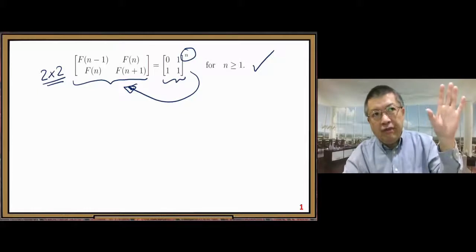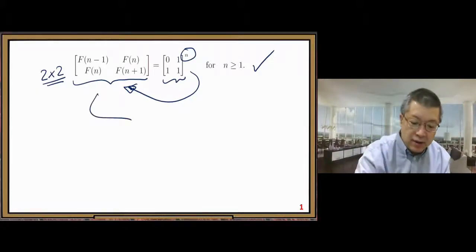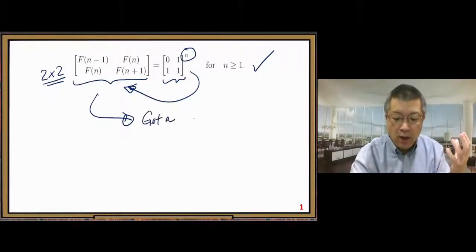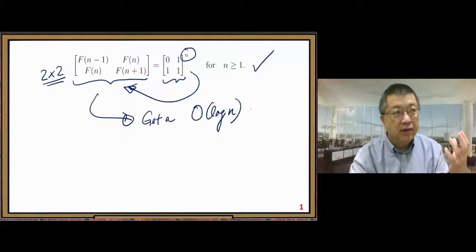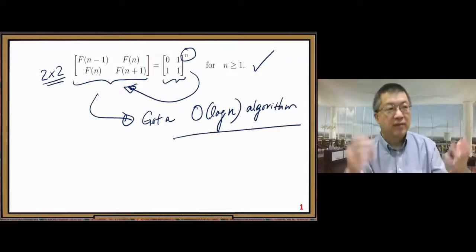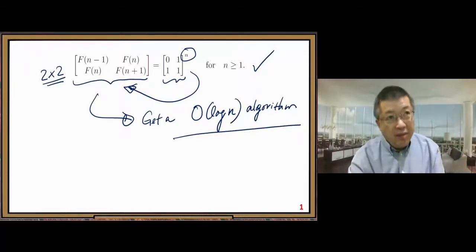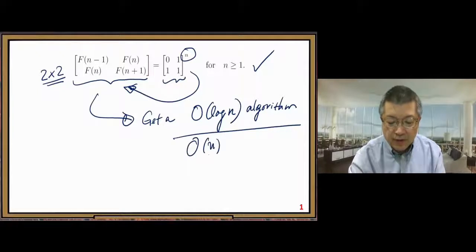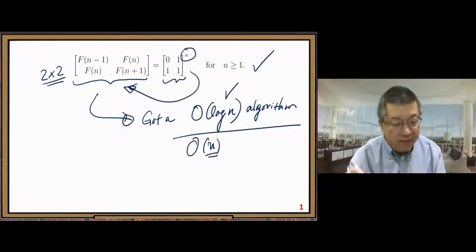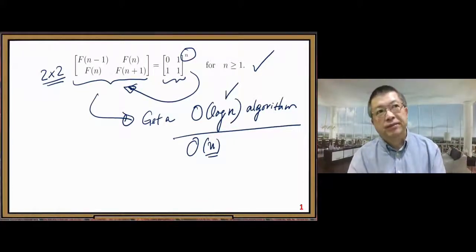The most important thing from this formula is that it allows us to get a big O of log of n algorithm. How about that? You can see a great improvement from big O of n. Our first method, big O of n, is already pretty good, but this one, big O of log of n, is a huge improvement.